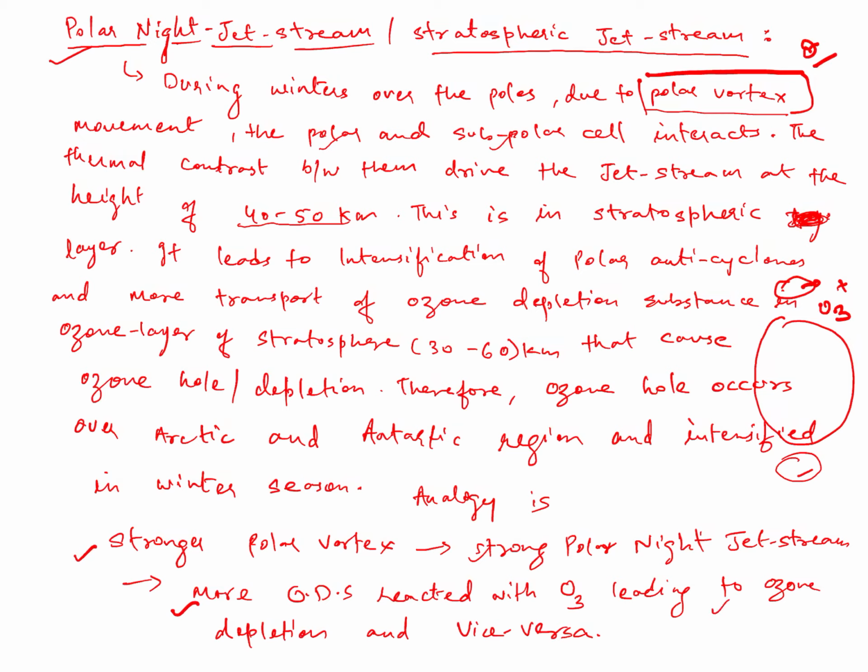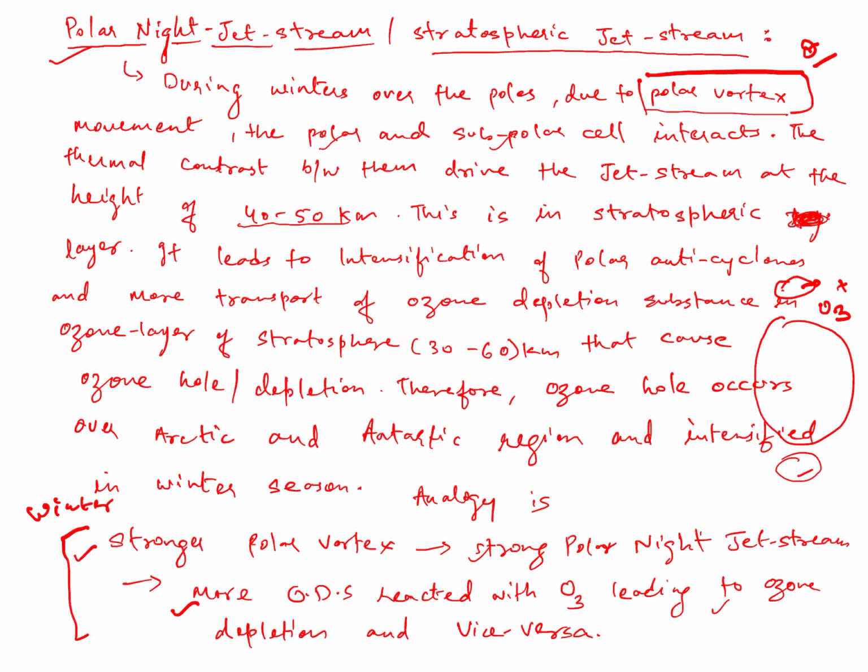In which season is the polar vortex stronger, summers or winters? The answer is the winter season. It is stronger, and as a result, the ozone hole over the Arctic and Antarctic appears bigger in the winter season.